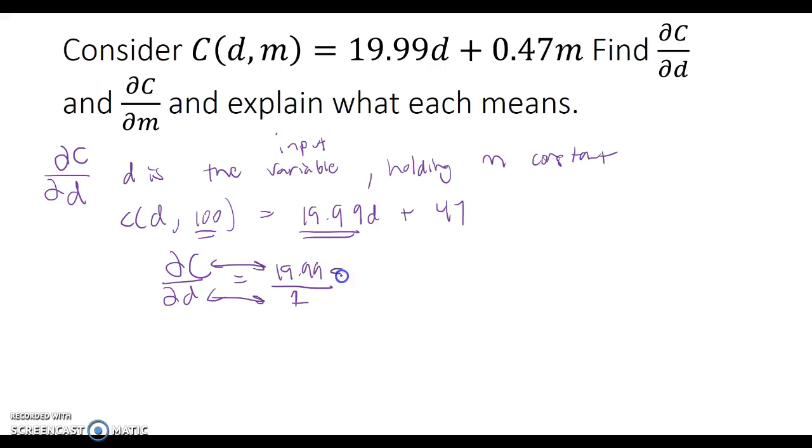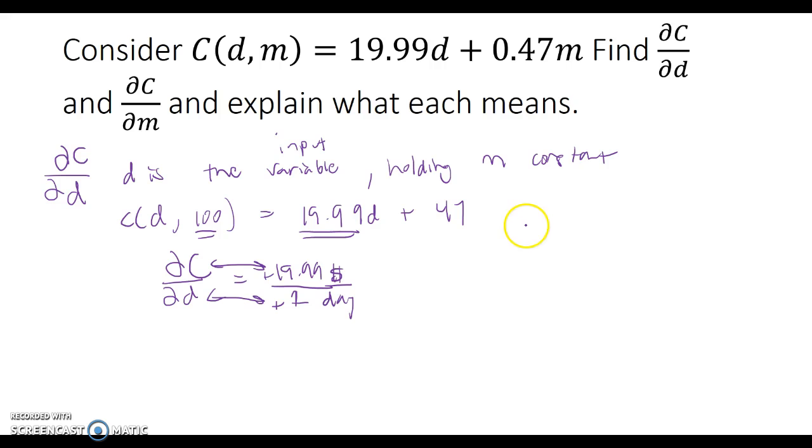So this is 1999. I'll put the dollar sign over here just to keep our units to the right, even though we put the dollar sign in front. Per 1, well, that's the change in days. So what we would interpret this as meaning is that the change in cost per additional day, when driving 100 miles, is going to be $19.99 per additional day. So if we increase the number of days by 1, we've got to increase our cost by $19.99.